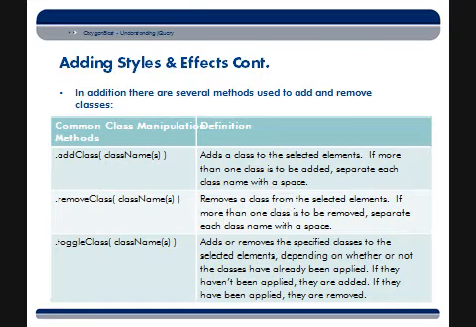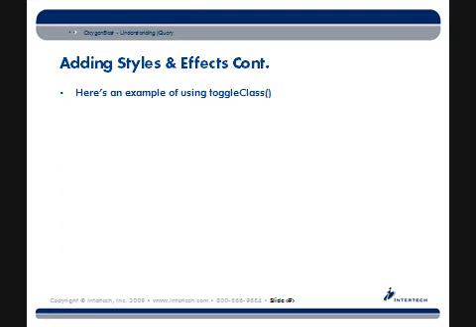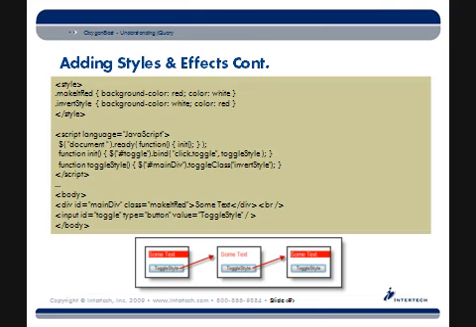And then toggle class. Toggle class is just a nice way of turning something on and off for a style. Here's an example of that. Start at the bottom here. At the bottom, I have my body tag, and I have a div element with some text called some text, and it has a class of make it red. And I have a button, and my button says toggle the style.